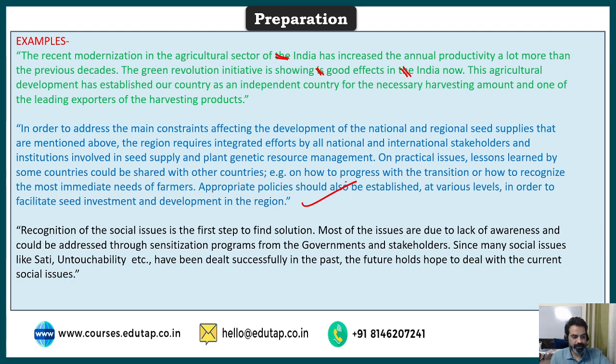Now let's read another one. Recognition of the social issue is the first step to find a solution. Most of the issues are due to lack of awareness, and could be addressed through sensitization programs from the government and stakeholders. Since many social issues like sati, untouchability, etc. have been dealt with successfully in the past, the future holds hope to deal with the current social issues. See, so you always have to give a way forward. So this is basically how you conclude your essays, guys.